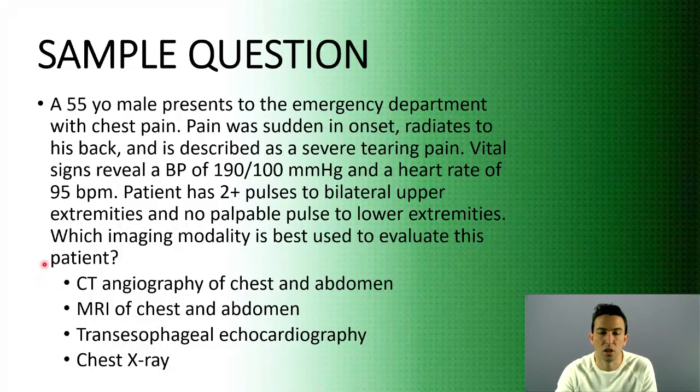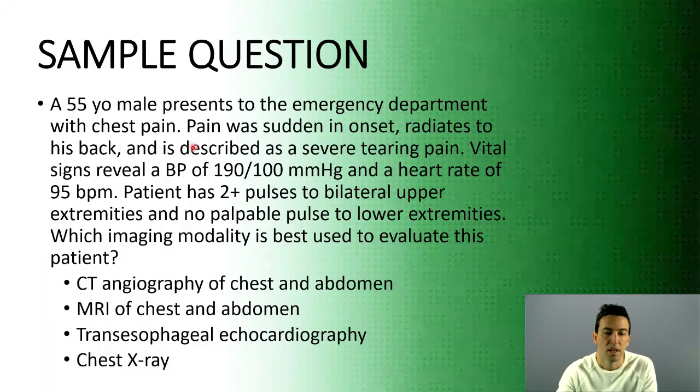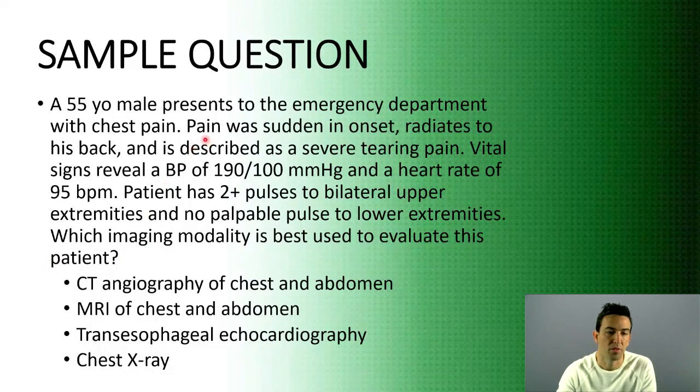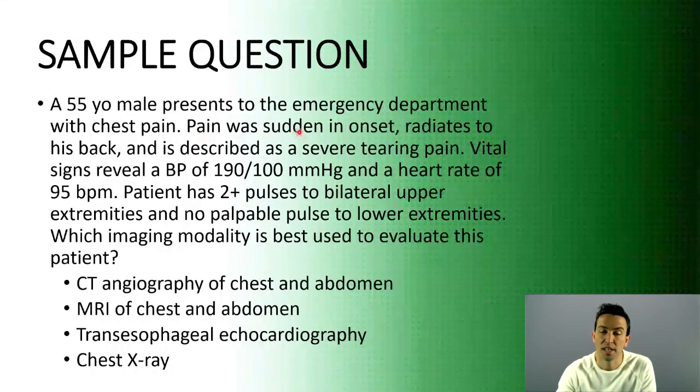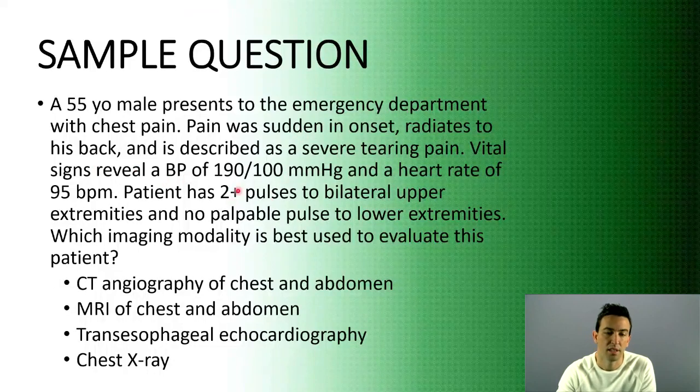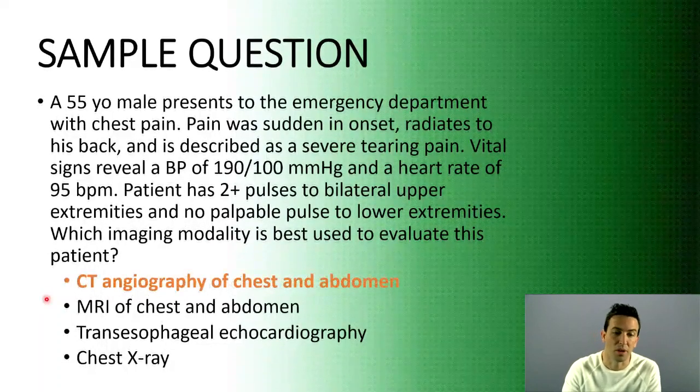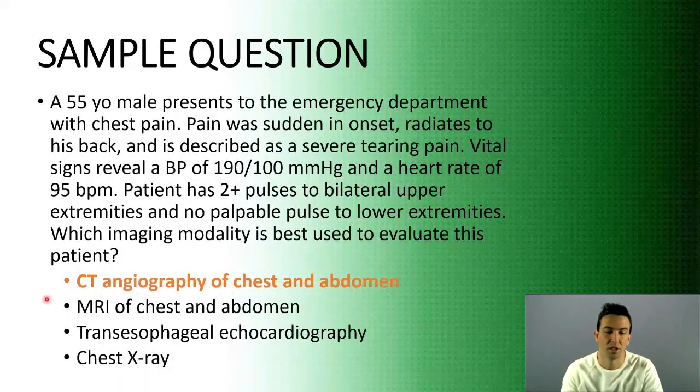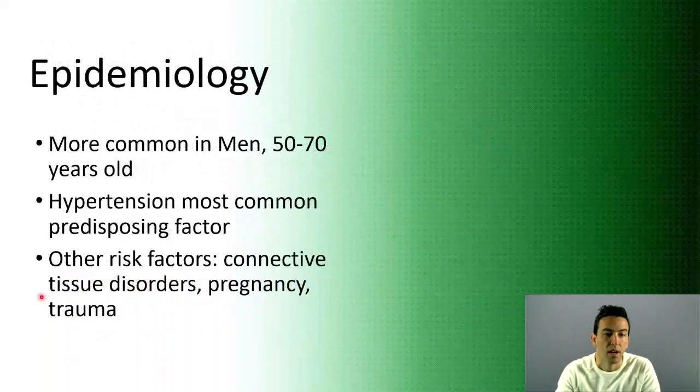Obviously, this question stem has loads of information and clues pointing towards an aortic dissection, which we'll talk about as the lecture progresses. But just a brief review here. So 55-year-old male, sudden onset chest pain, radiates the appropriate area to the back. They're hypertensive. He has pulse deficits. Best imaging choice to choose. That's correct. CT angiography of the chest and abdomen. Nice job. All right, let's dive in.